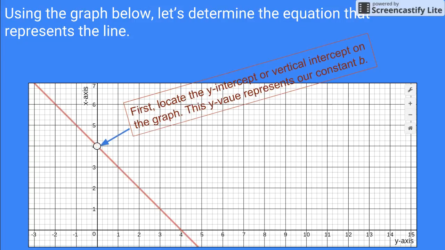Let's take a look at where it crosses the vertical axis. We can see it's crossing here at the point (0, 4), 4 on the y-axis. That's going to be our constant b. So we have that. Let's hold that for a minute. Next, let's take a look at the steepness.